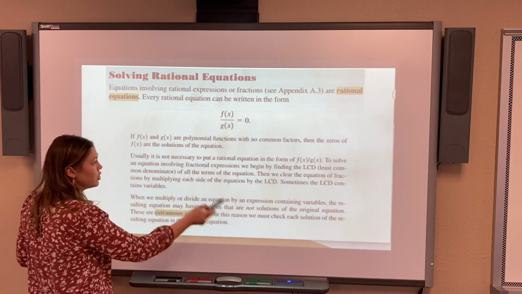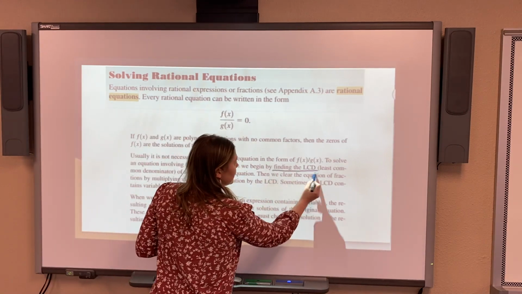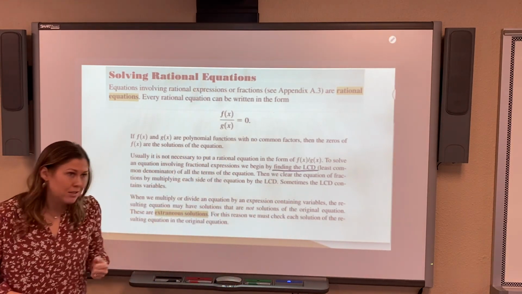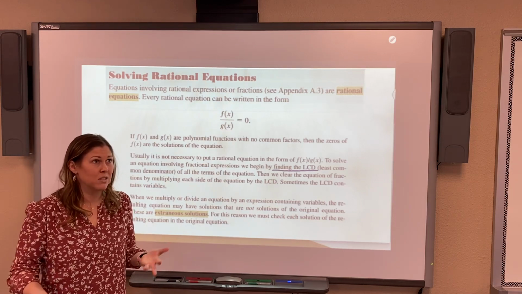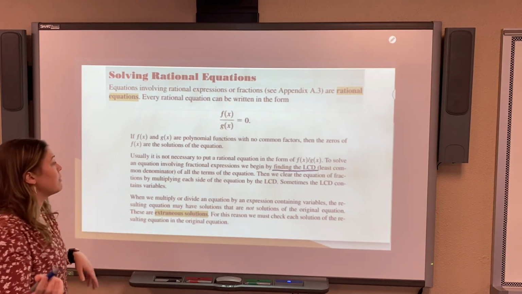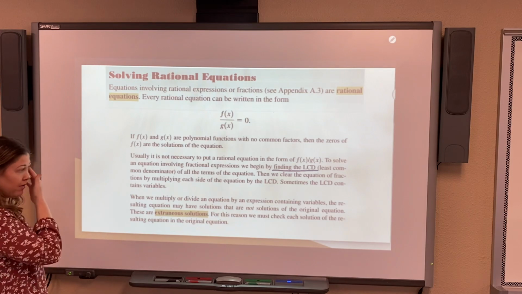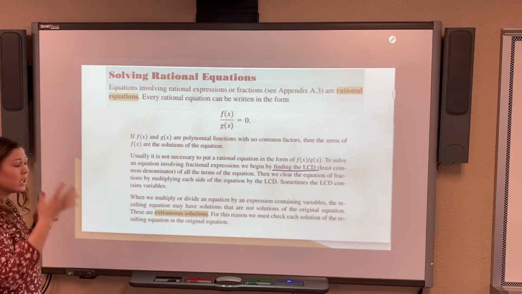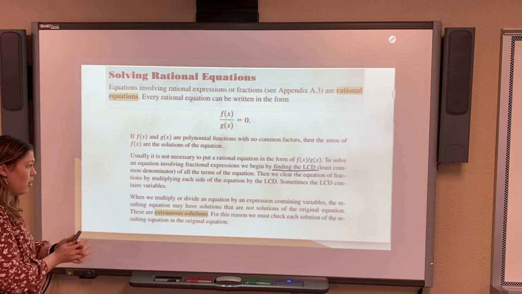We are going to be finding the least common denominator, the same thing that we did with normal fractions without variables. We find the least common denominator of all the terms of the equation, then we clear it of all the fractions, and then we can solve.